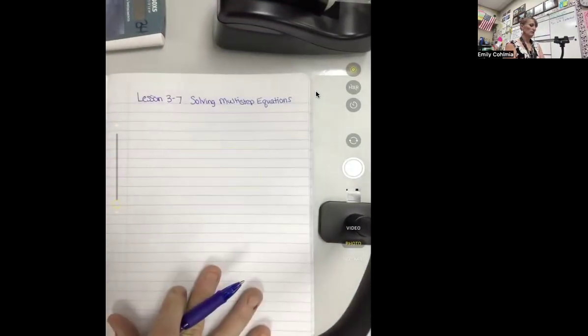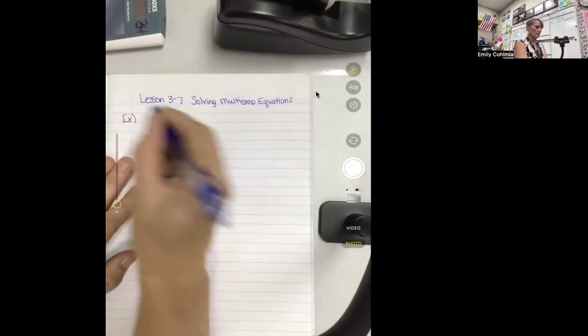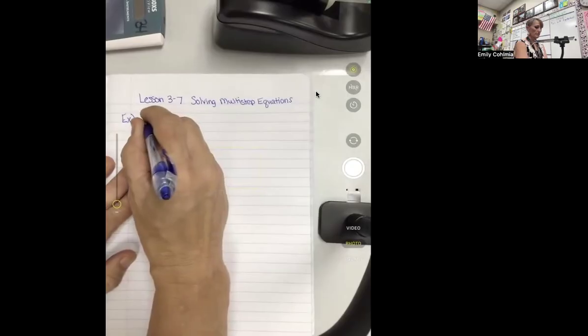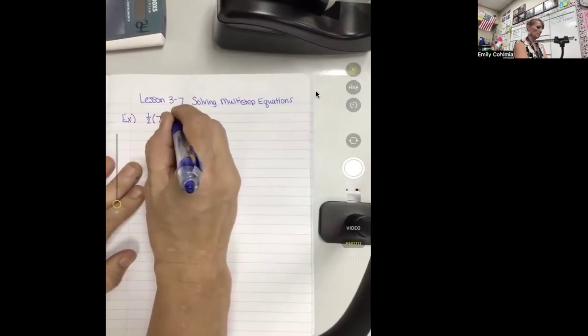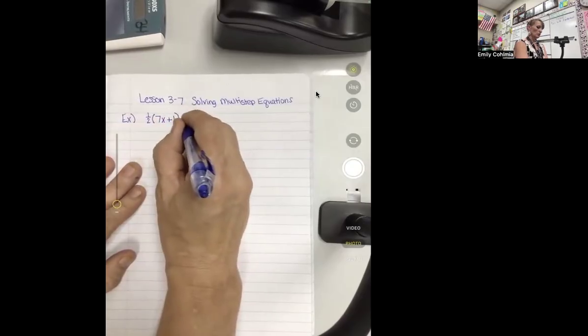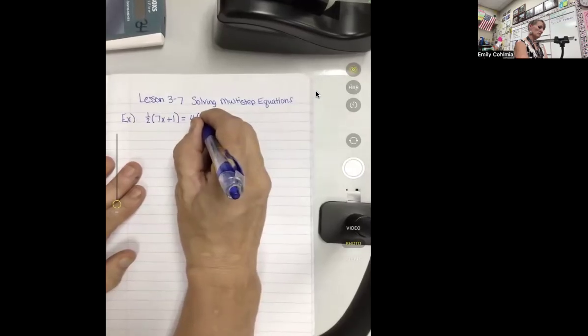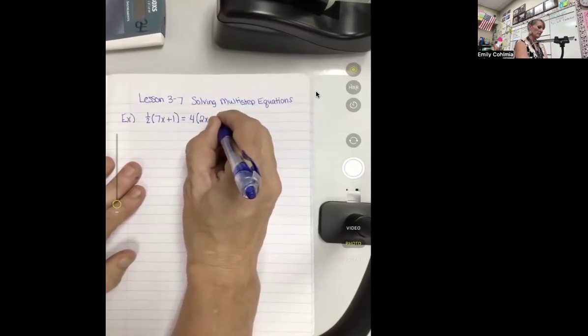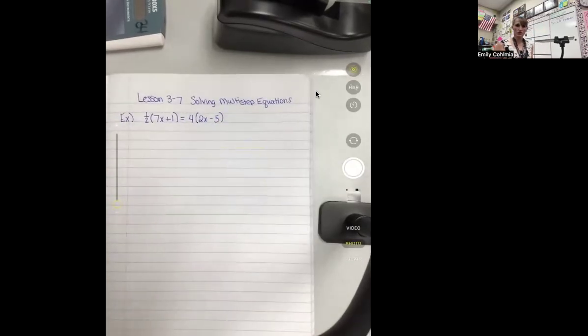So the type of problems that we're going to be looking at today look like this. So we're going to have, I don't know, let's do 1/2 times (7x plus 1) equals 4 times (2x minus 5). Let's do that. Okay, so they look really big and scary, but it's just one additional step.